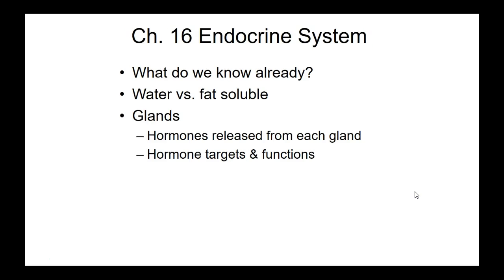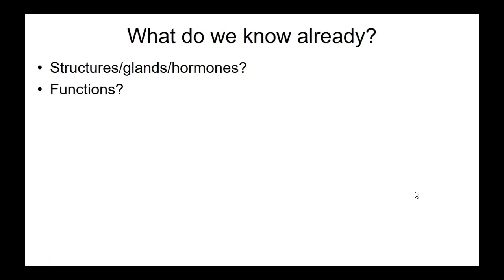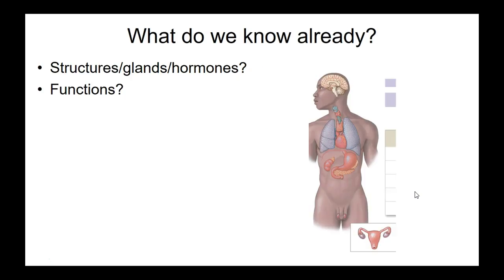All right, so we kind of talked about these already. Hormones are generally released from particular tissues called glands, and the hormone targets and functions are something we're going to talk about a lot. We talked about water versus fat or lipid soluble already. We also talked about using what we know, right, with neurotransmission, synaptic transmission there, right? And so here, some of the major glands, you guys are going to see these in the lab.